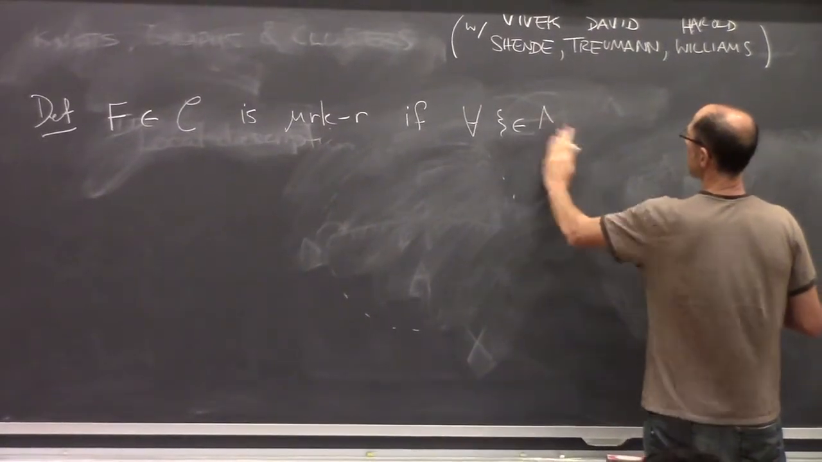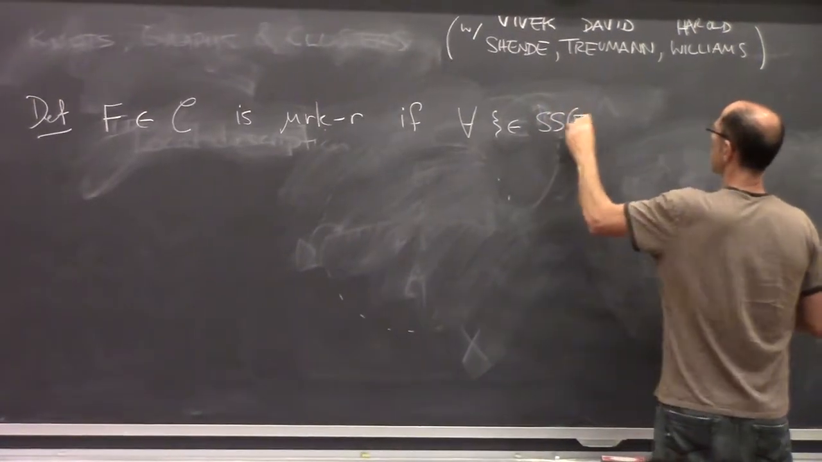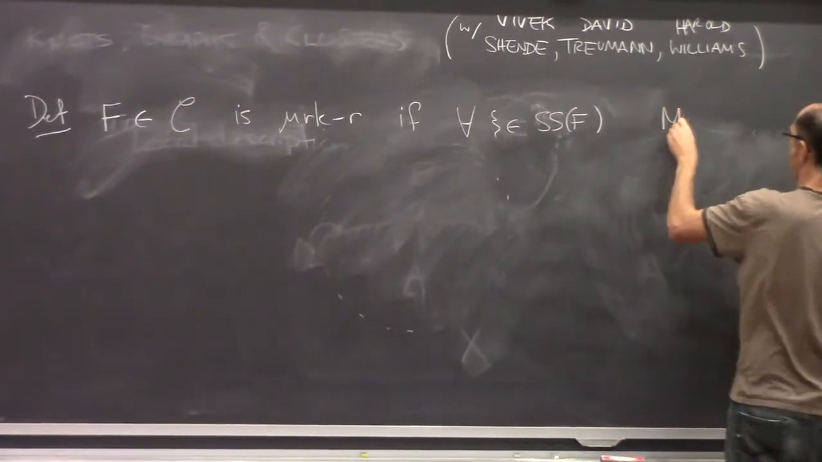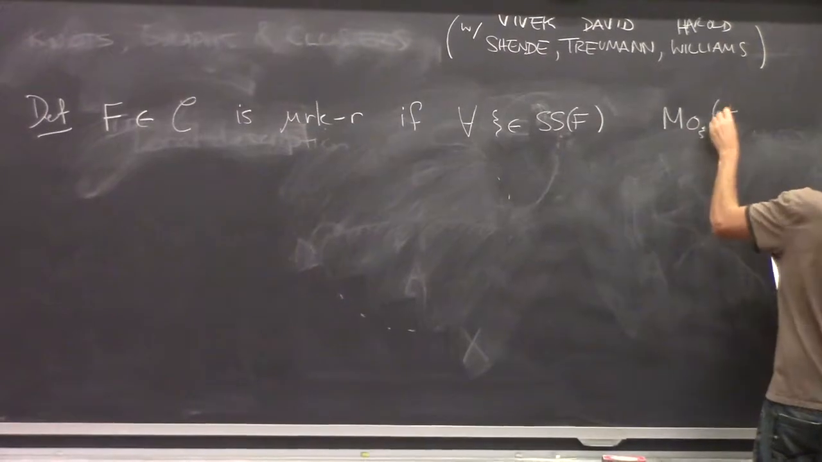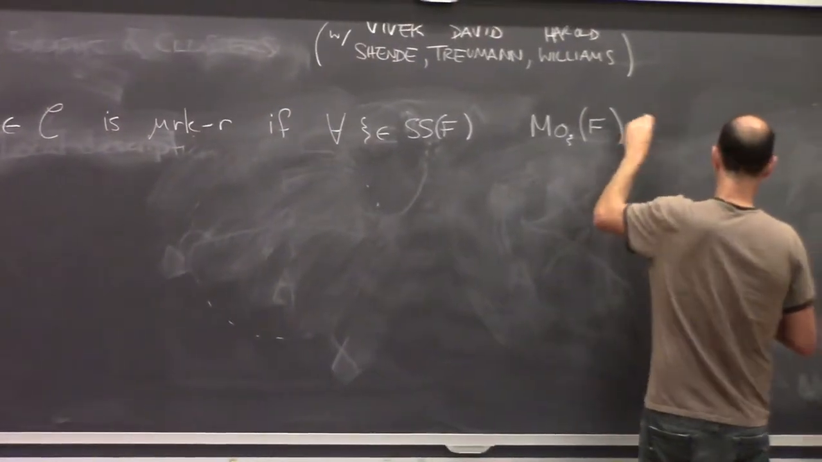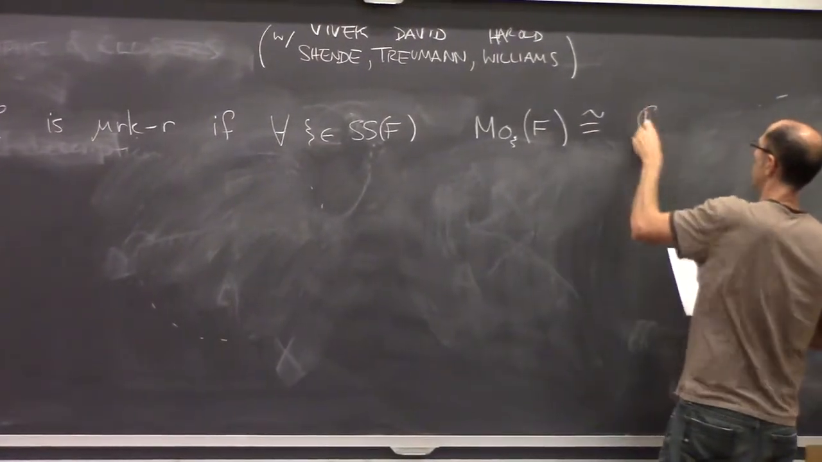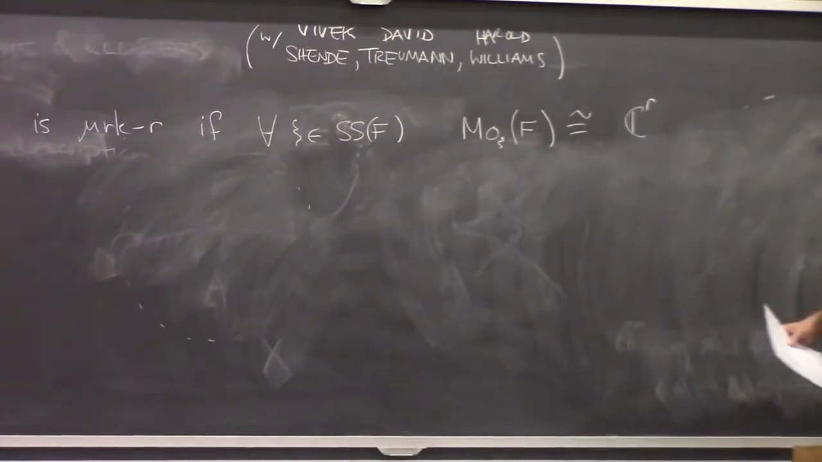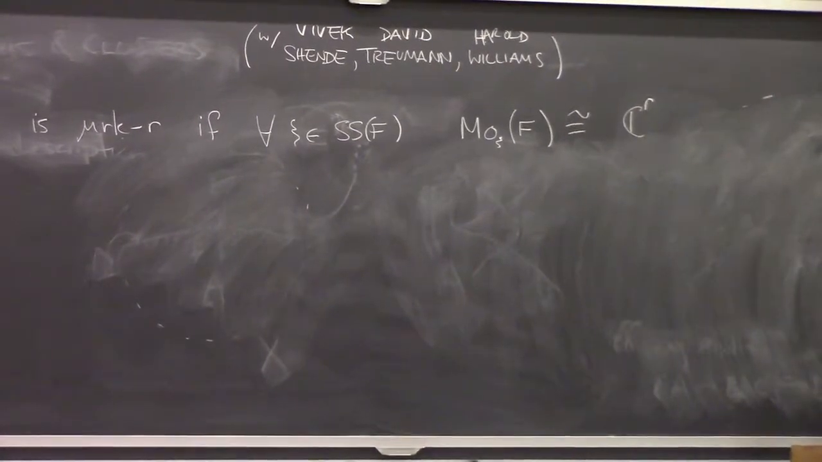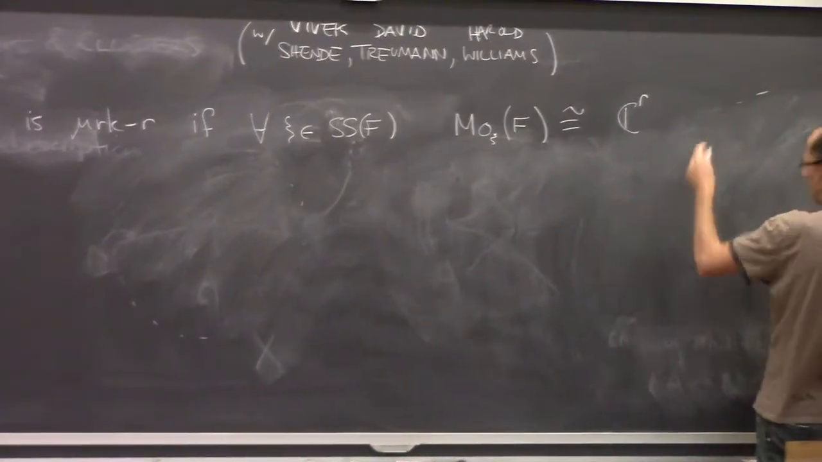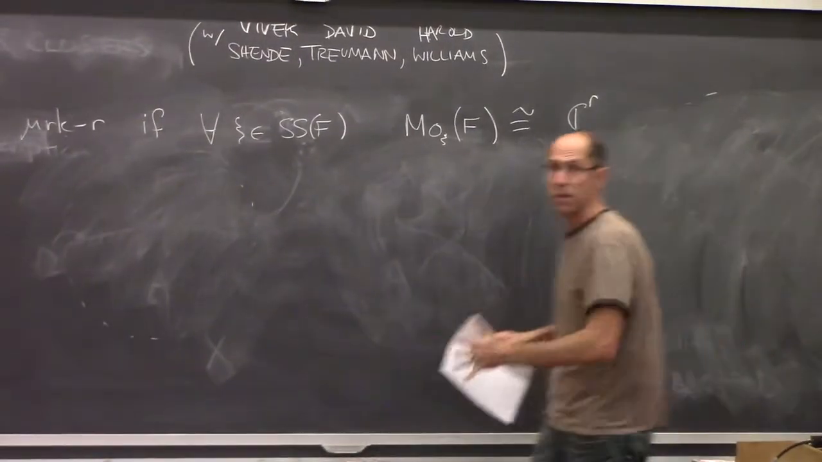I might as well just write singular support. The micro-local Morse group is just an R-dimensional vector space, and that's it.